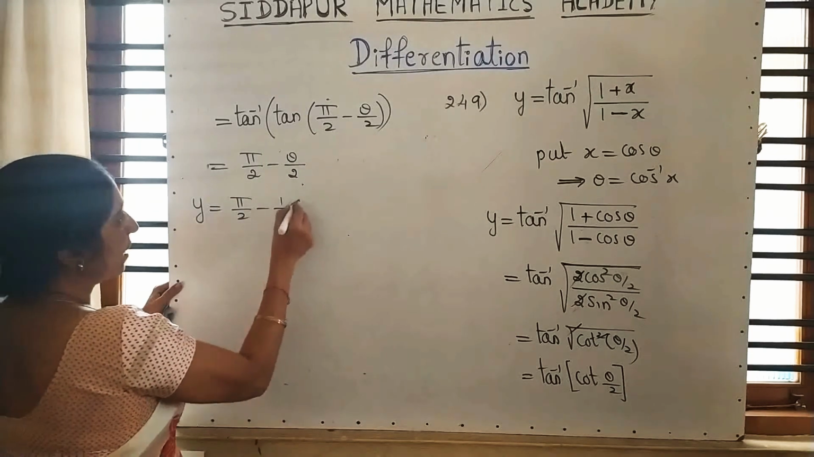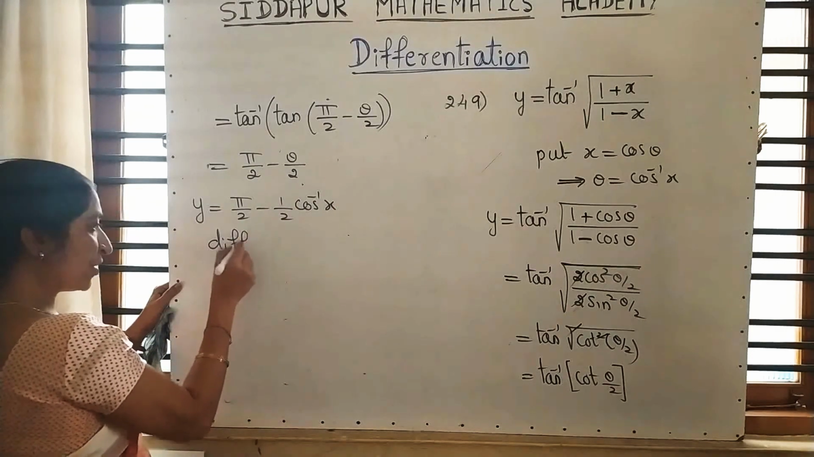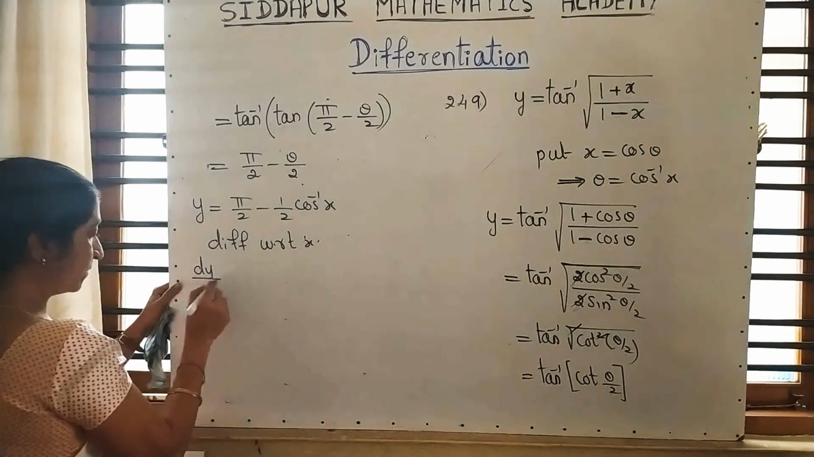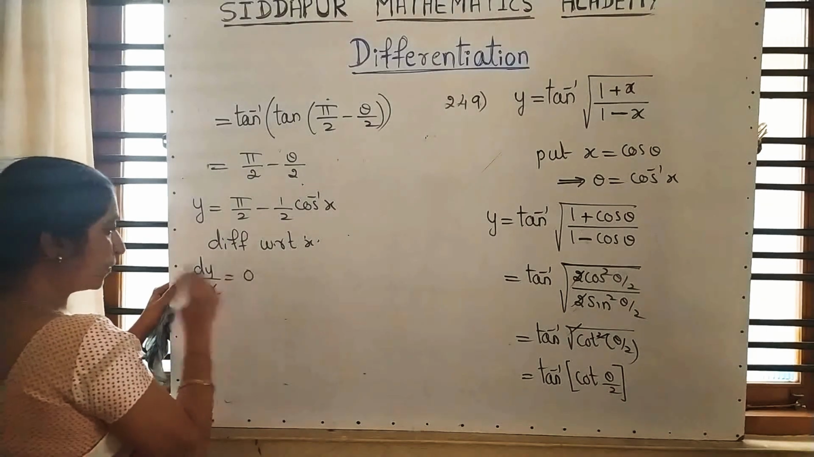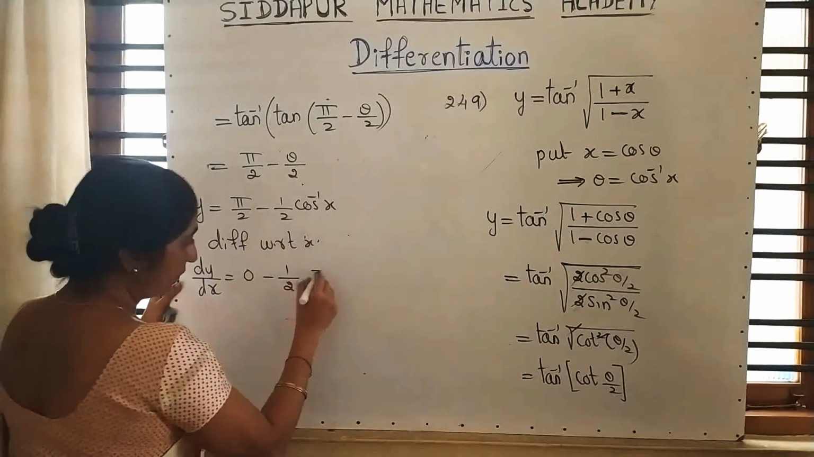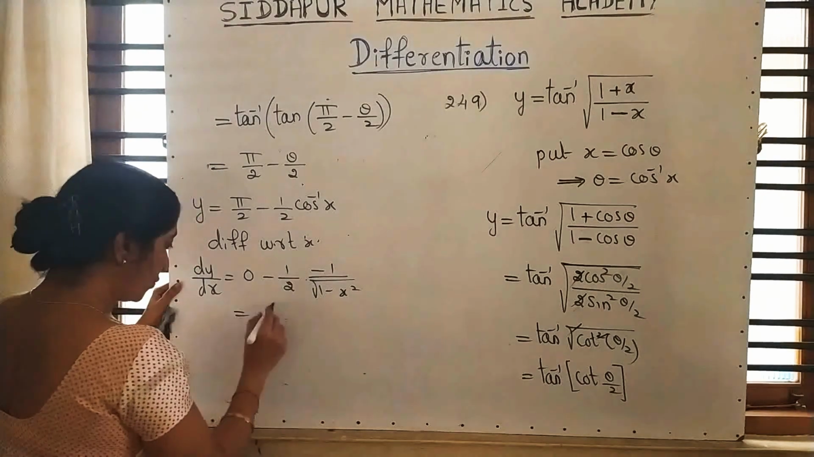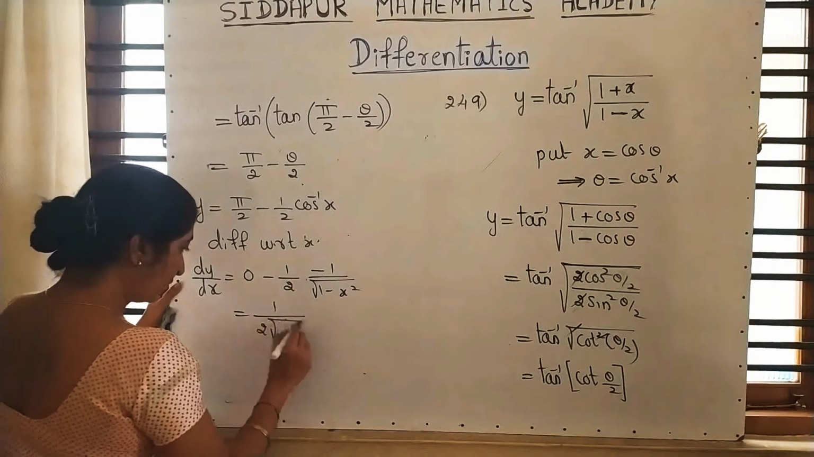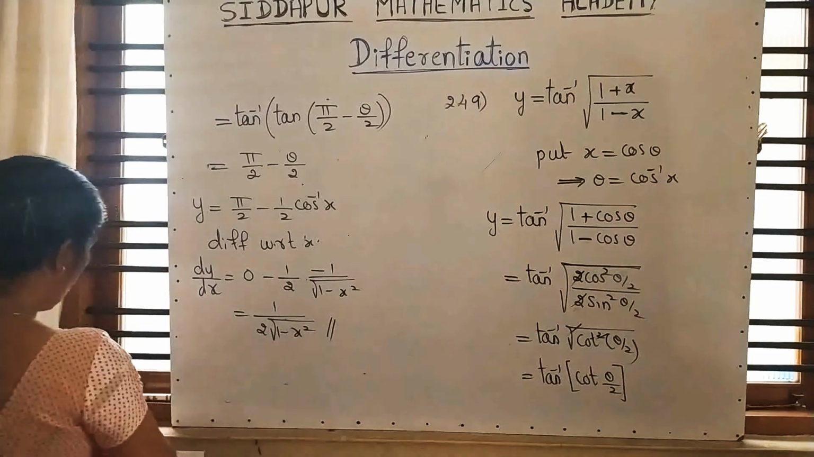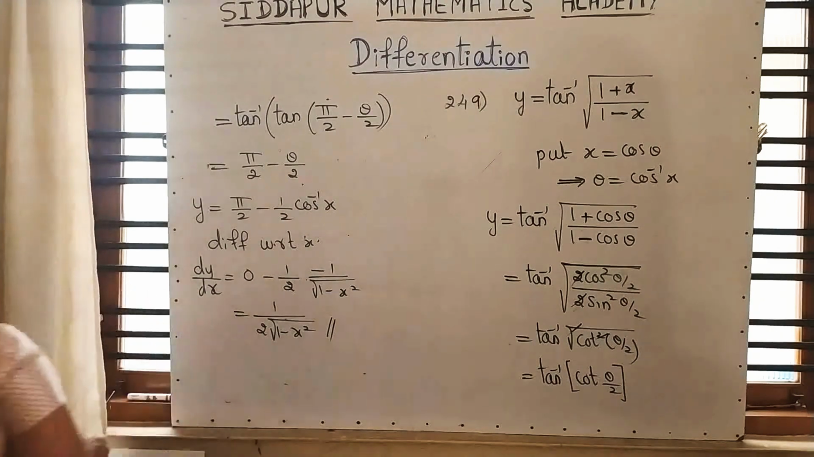Write down that theta value. Now differentiate. This is 0 minus 1 by 2 as it is into differentiation of cos inverse. When you combine these two, this is the final answer. Understood? Moving to the next question. Question number 250.